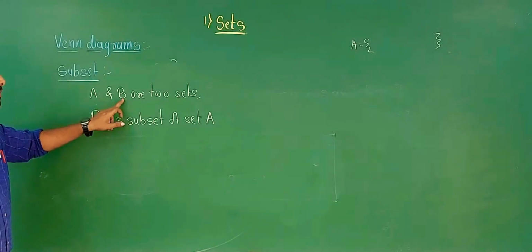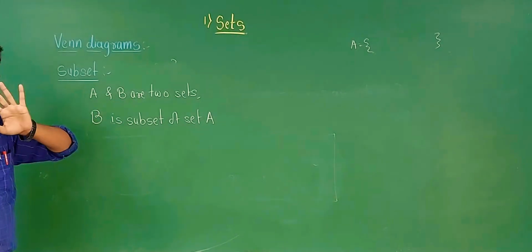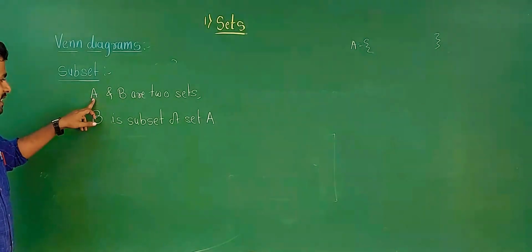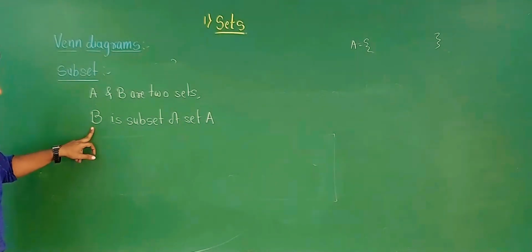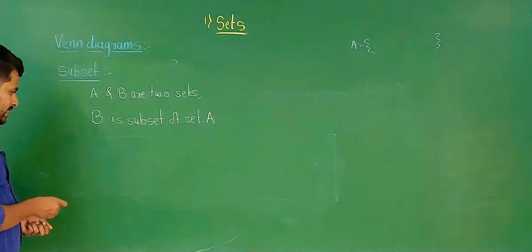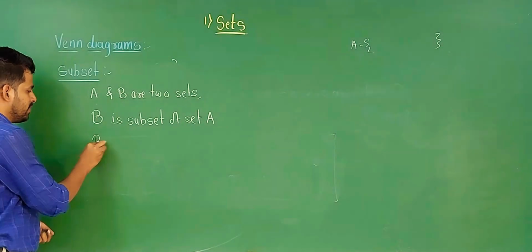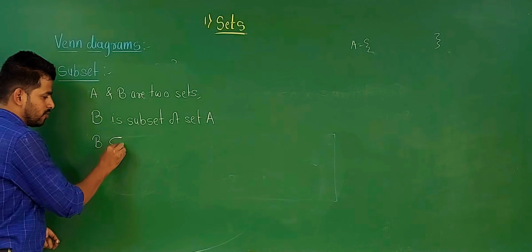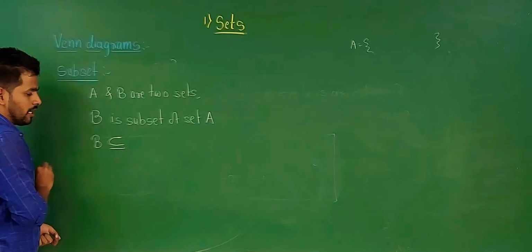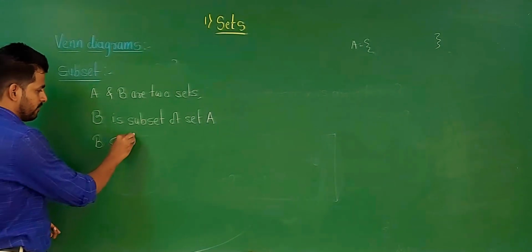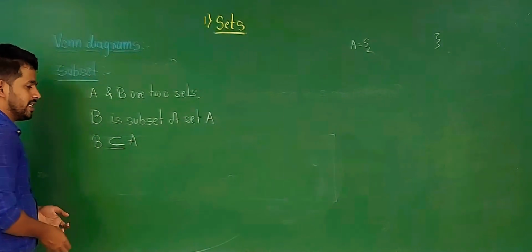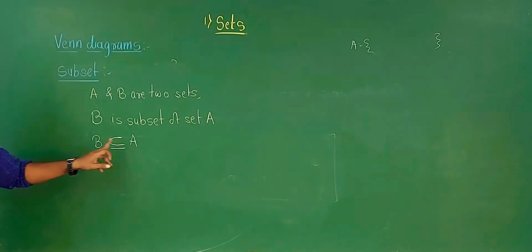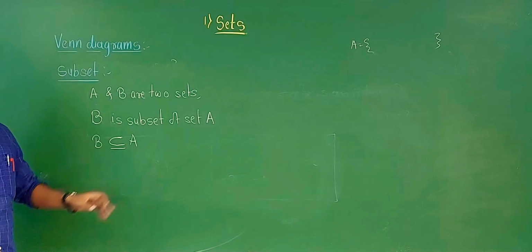What is the definition? If every element of set B is present in A, then it is called B is a subset of A, and it is symbolically represented as B, then a symbol like a U, but not U, a horizontal U with a horizontal line, and we write A. That is, B is a subset of A, meaning every element of set B is present in A.